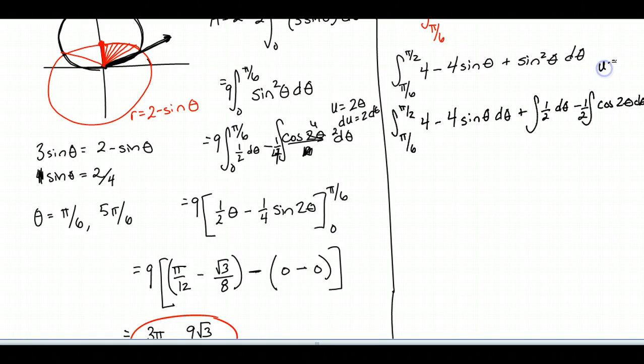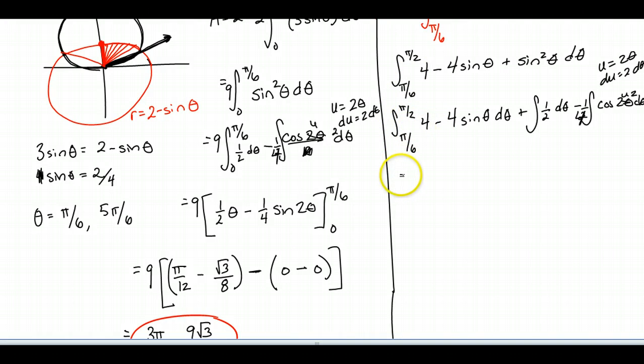Here we know that our u value is 2 theta. Derivative of u is 2 differential theta. I needed 2. I need to take out a 1/2. That makes that another 4. And then that would be u there. Now I think I can integrate everything. Everything on this side, we're integrating from pi over 6 to pi over 2.